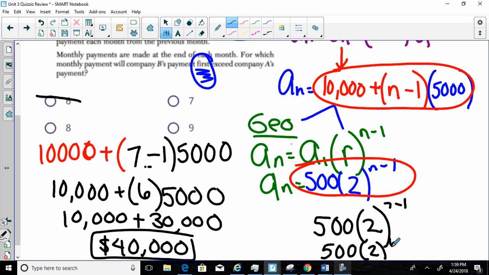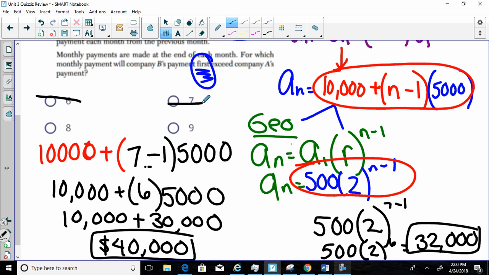So 32,000. And here's another example. This is the second one. We want to find out when that one's greater than the first one. Is 32,000 greater than 40,000? No, so I would have to go to the next one. So you would keep going. Why? Because 32,000 is less than 40,000.